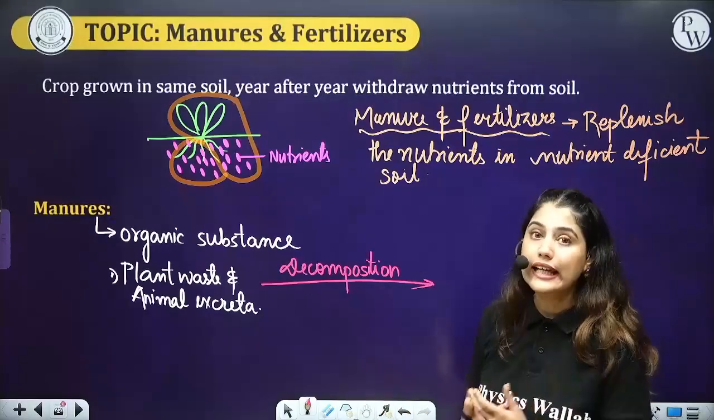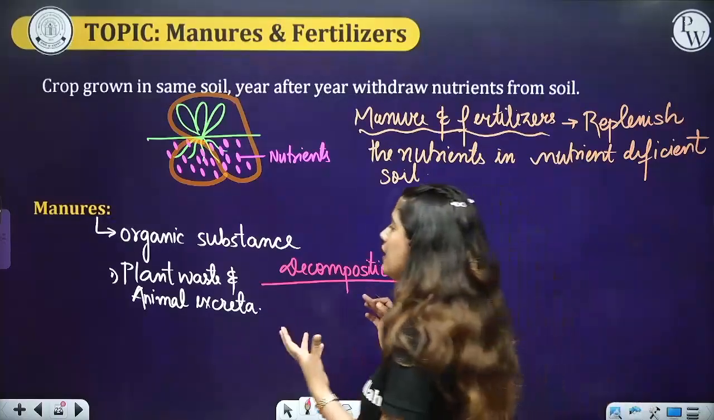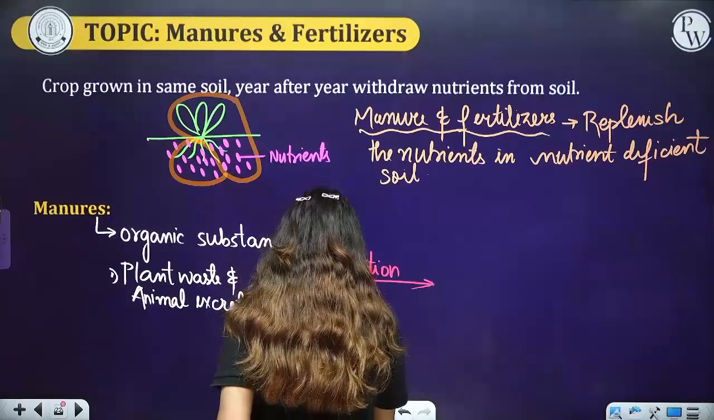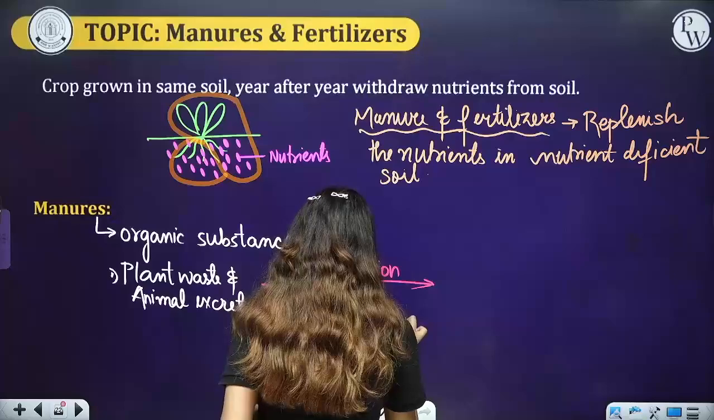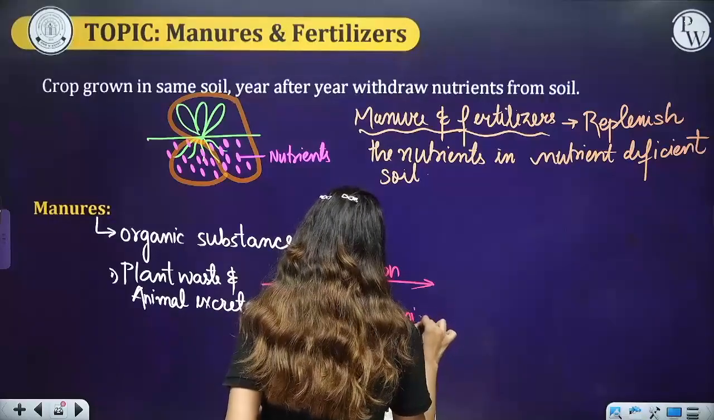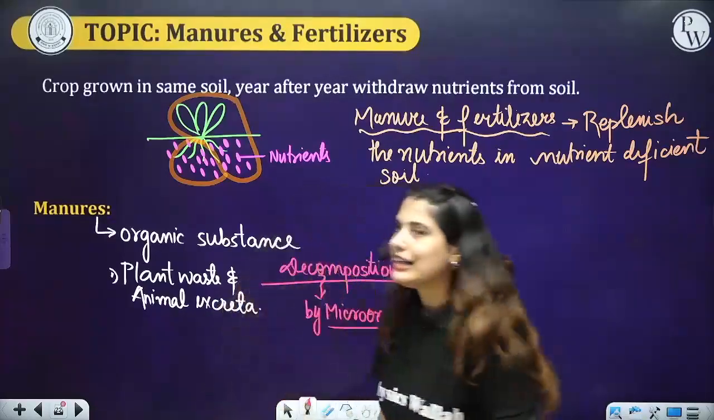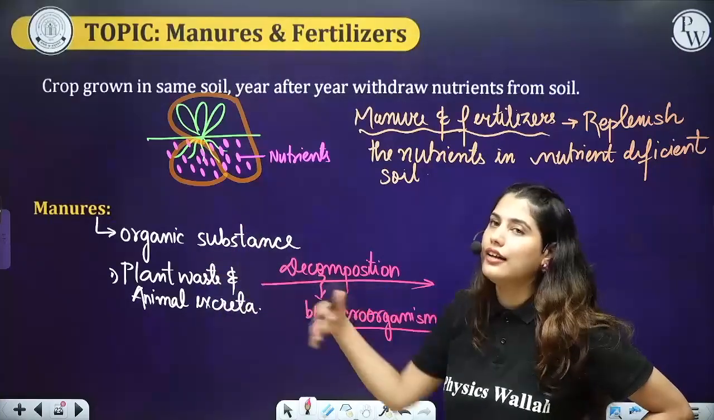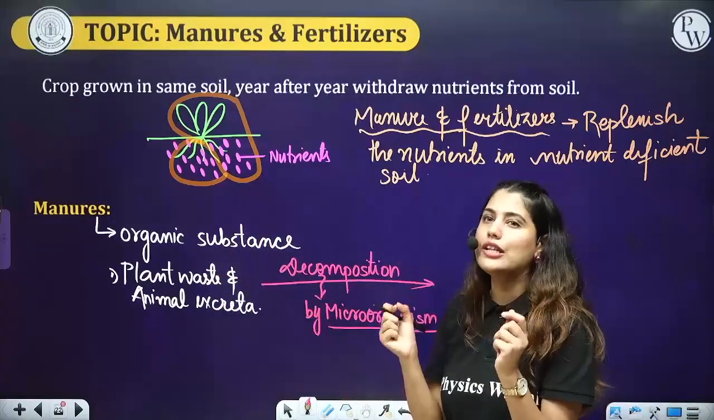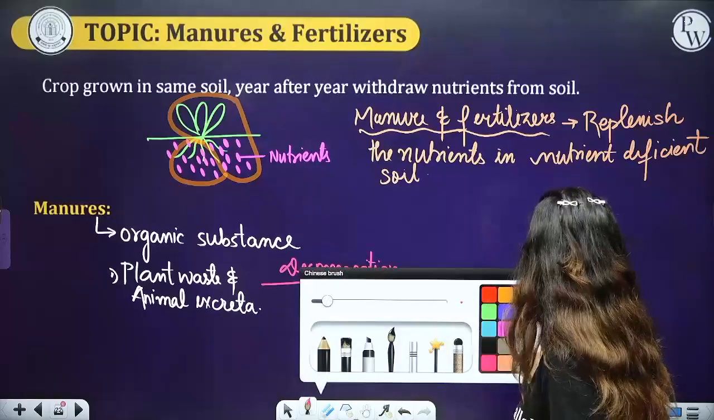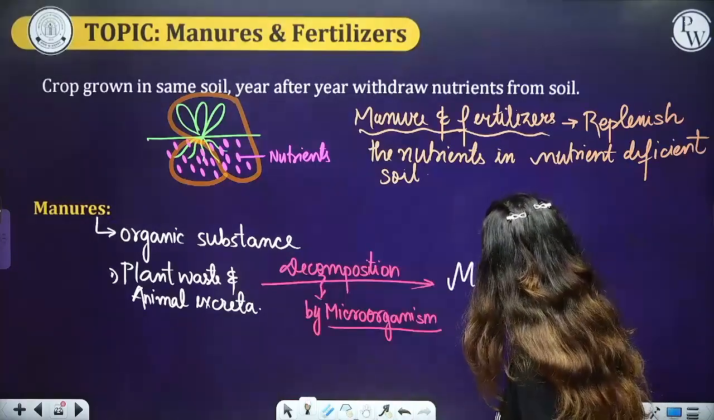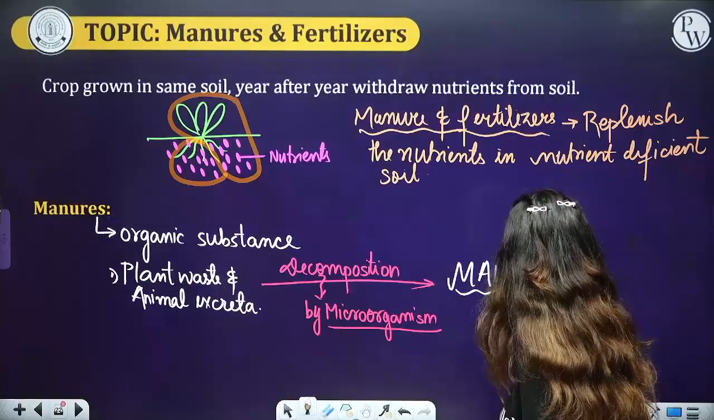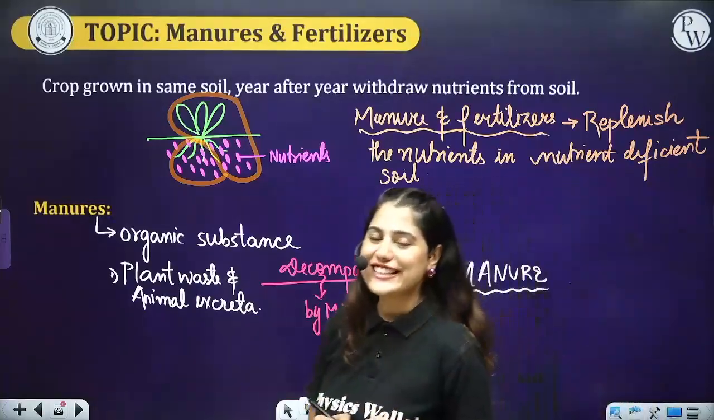Now, who is breaking down the dead remains of plants and animals? This will be done by the microorganisms. Basically, it will be done by the fungus and by the bacteria, right? Bacteria and fungus are going to break down the plant remains and the animal remains into smaller substances, and by the decomposition, yes, we form the manure. So manures are formed by the decomposition of the plant waste and animal excreta.